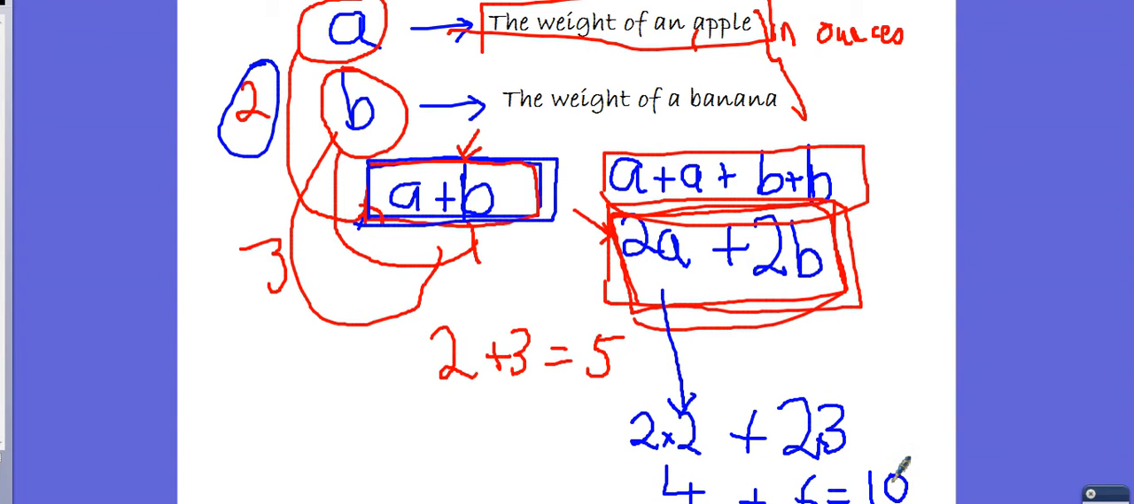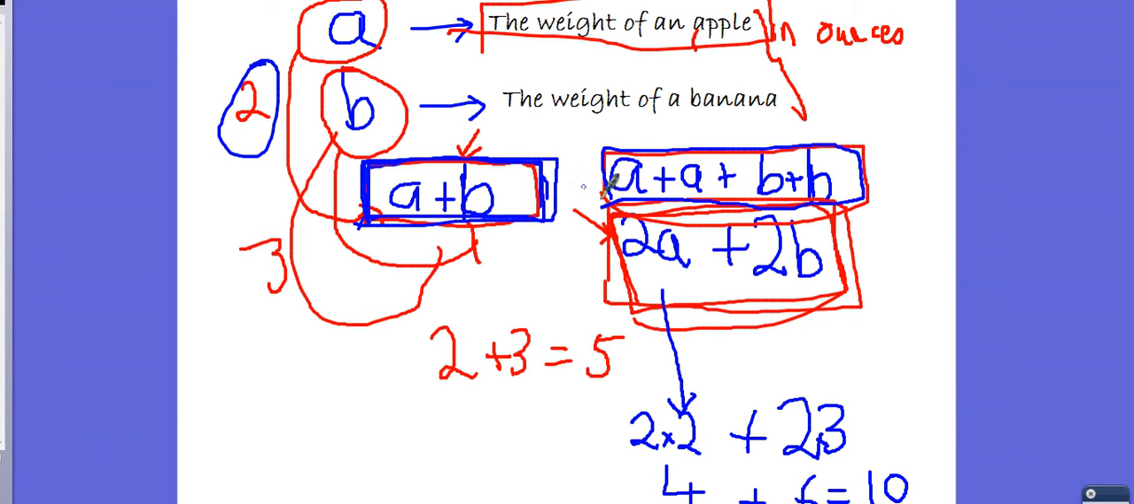So this is a couple of things that we can do with algebra. We can use a letter to represent something, a numeric value, a number associated with something. We can write expressions. An expression is a grouping together of algebraic terms to make some kind of an English sentence. This English sentence here is the weight of an apple plus the weight of a banana. We can simplify expressions by grouping terms together.